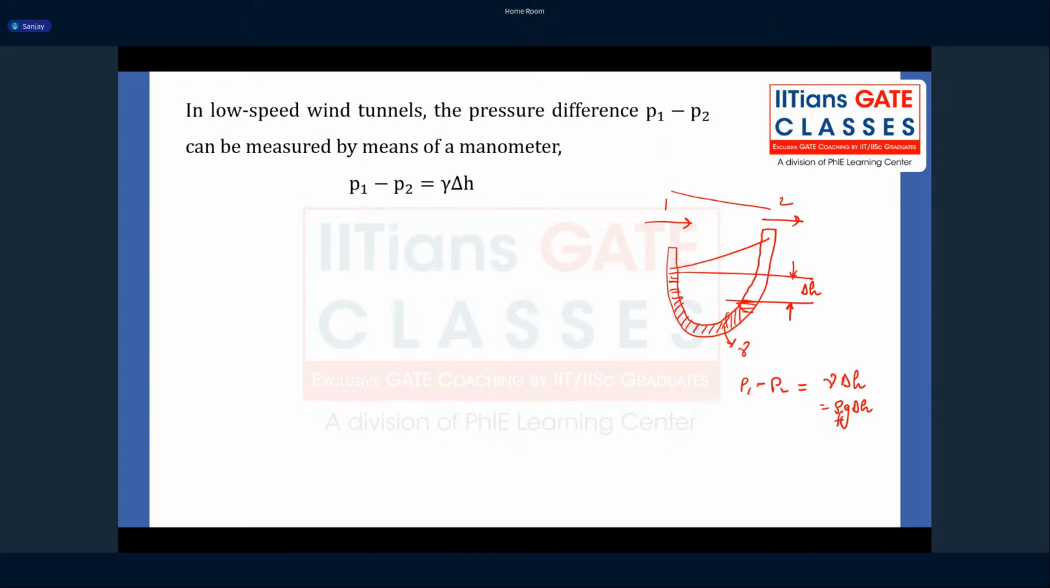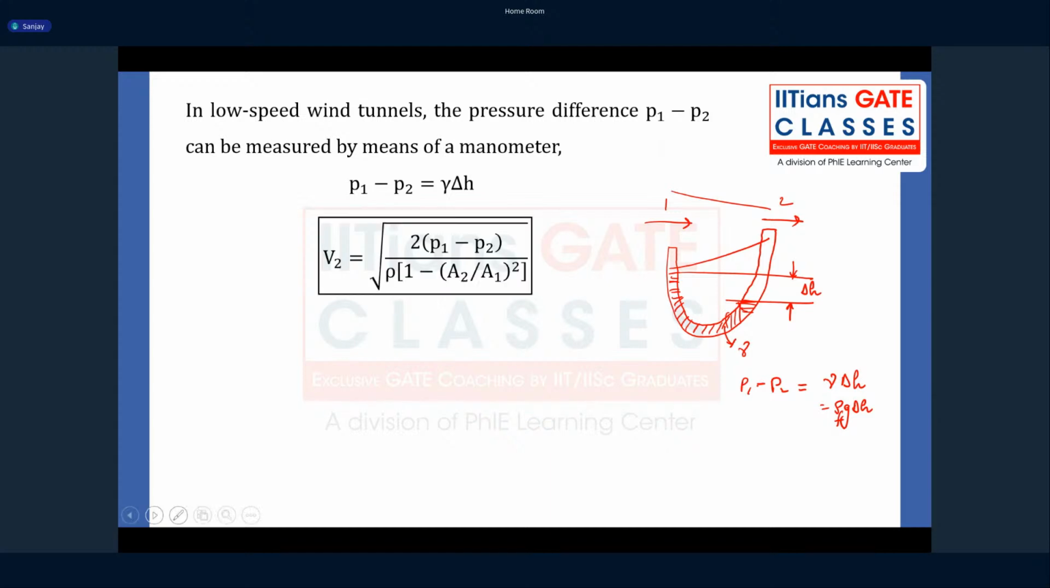You can connect a manometer and find out. Once you know that, substitute it back into the equation. So now you can see all the terms over here can actually be measured physically. Delta H is the height difference in the manometer, which you can measure. Gamma is the property of the fluid that we know. Rho is the density of the air that we know. It is incompressible. You know the ambient conditions.